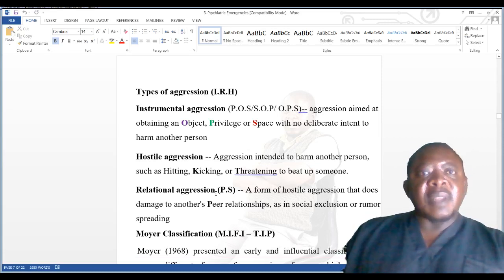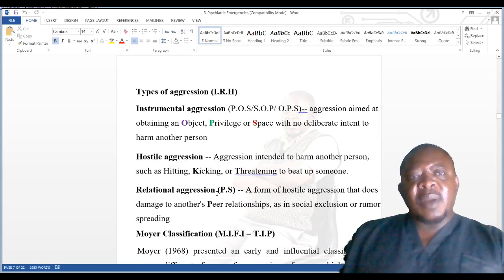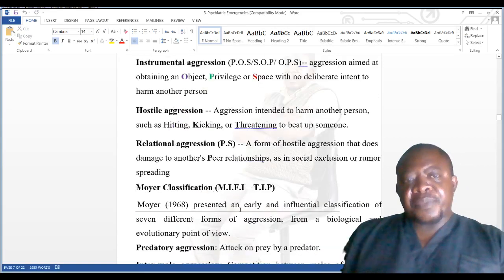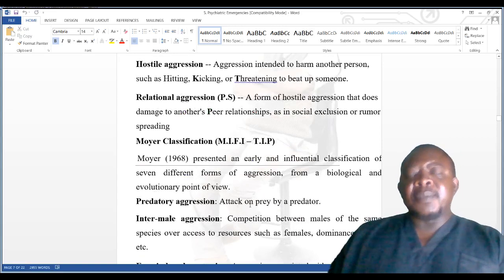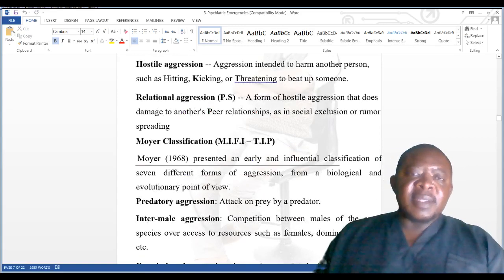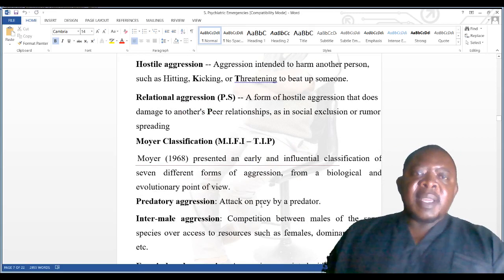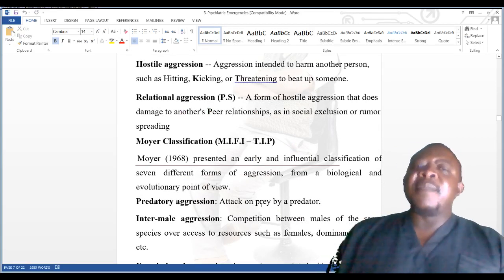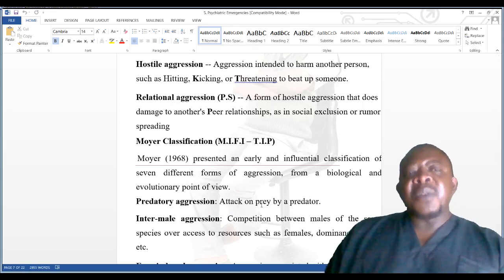So types of aggression, we're saying instrumental aggression, hostile aggression, and relational aggression. Now, Moyer's classification has 7 types of aggression, in case you want to know more of these. We are giving you a MyFi tip as a mnemonic to remember Moyer's classification.